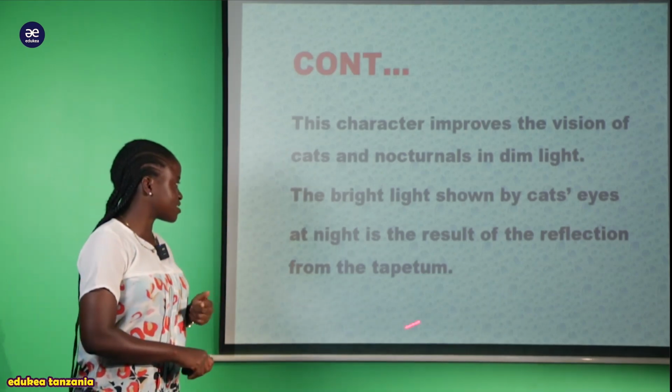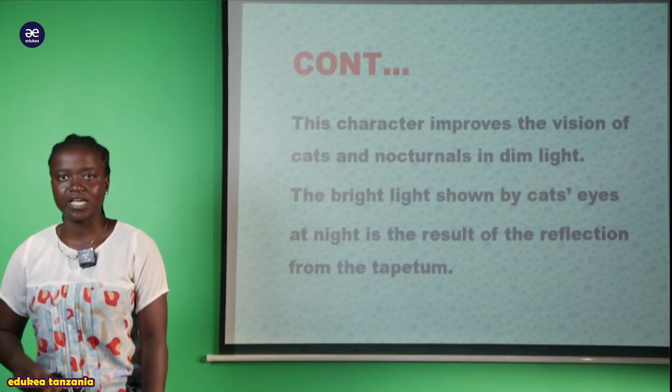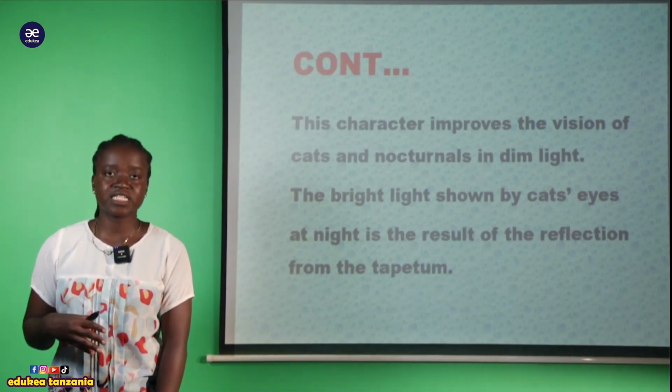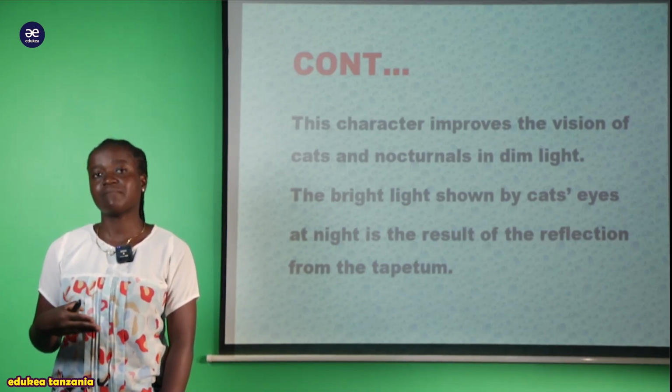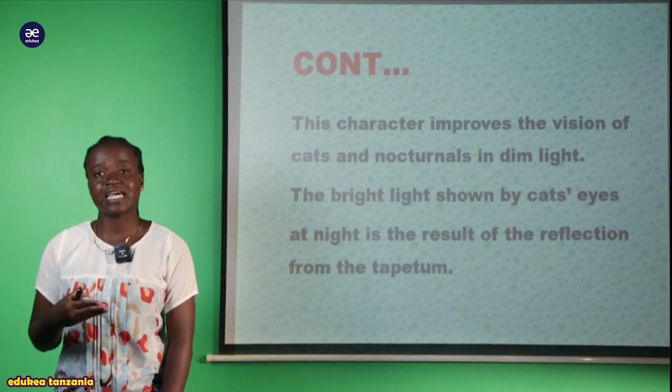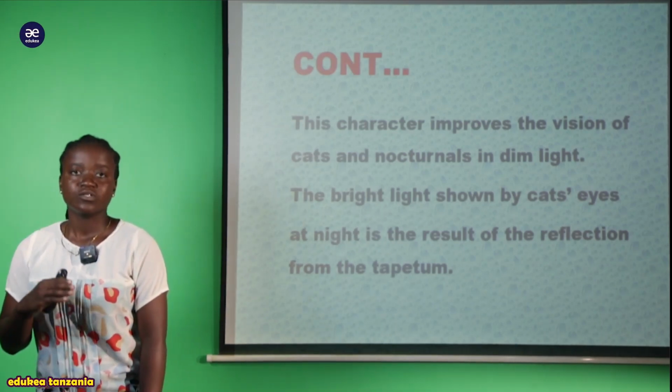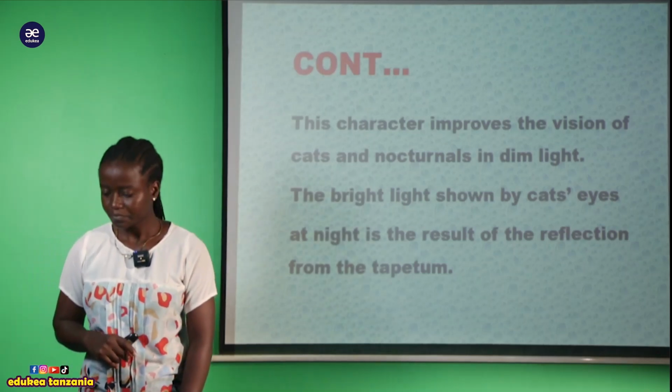It is due to the presence of this tapetum layer in cats and other nocturnal animals. When we say nocturnal carnivores, we mean those organisms that have the ability to see at night. They are called nocturnal animals.